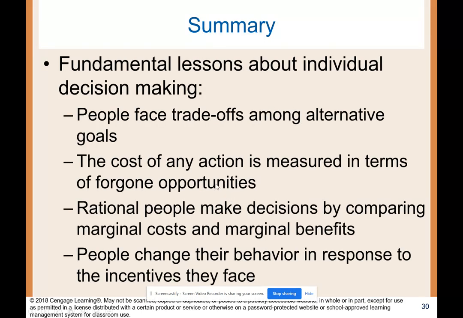Summary. The fundamental lessons about individual decision making, that's the first four principles. Number one, people face trade offs among alternative goals. Number two, the cost of any action is measured in terms of foregone opportunities. Number three, rational people make decisions by comparing marginal costs and marginal benefits. Number four, people change their behavior in response to the incentives they face.